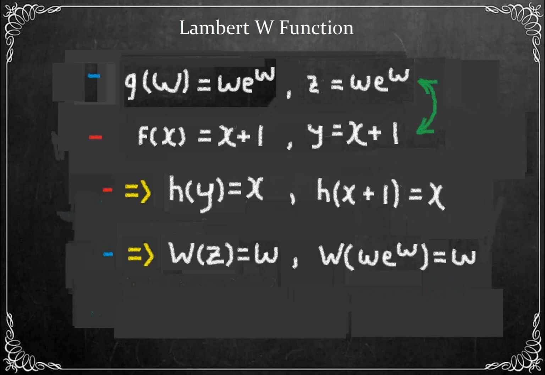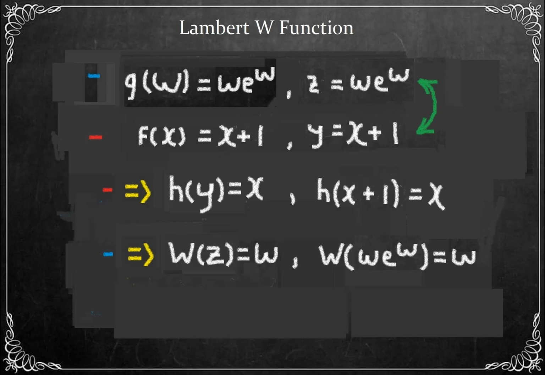We have g of omega equals omega e to the omega, which can be written as z equals omega e to the omega. Similarly, we have f of x equals x plus 1, which can be written as y equals x plus 1. Second red bullet. If h is the inverse of f, we know h of y equals x, or h of x plus 1 equals x. Second blue bullet. W is the inverse of g. Then we know W of z equals omega, or W of omega e to the omega equals omega.